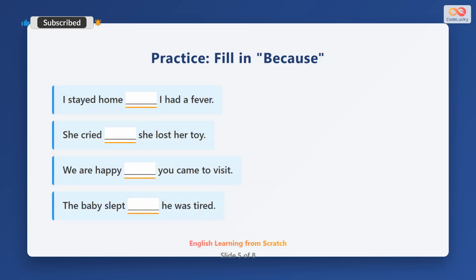Now fill in the blank with because. I stayed home blank I had a fever. She cried blank she lost her toy. We are happy blank you came to visit. The baby slept blank he was tired. Think about why something happened to choose the correct word.